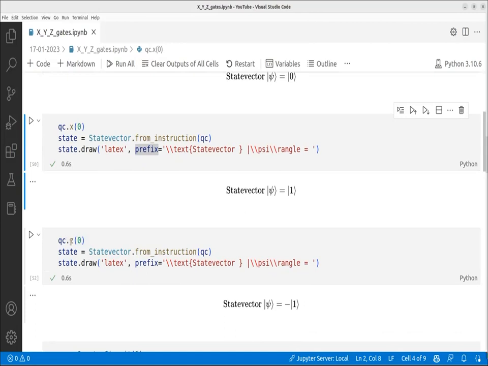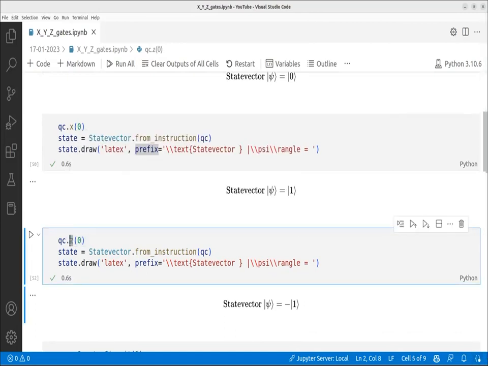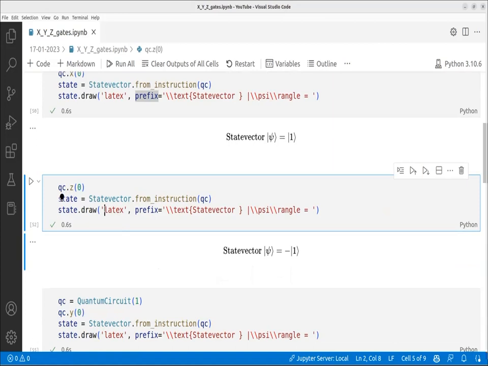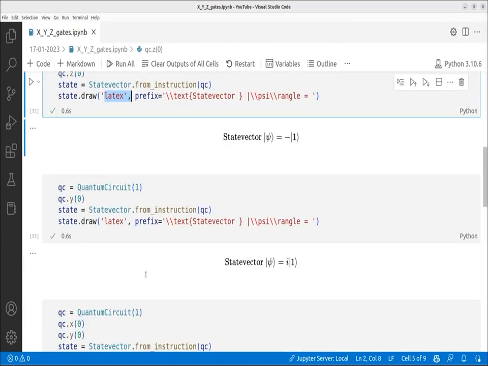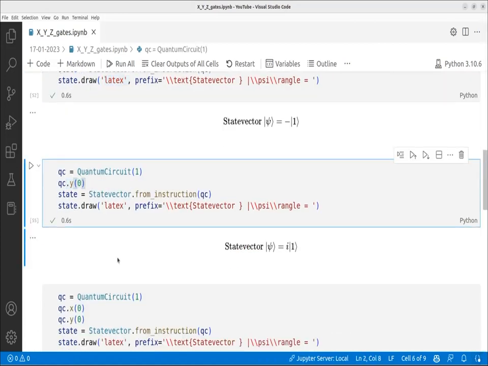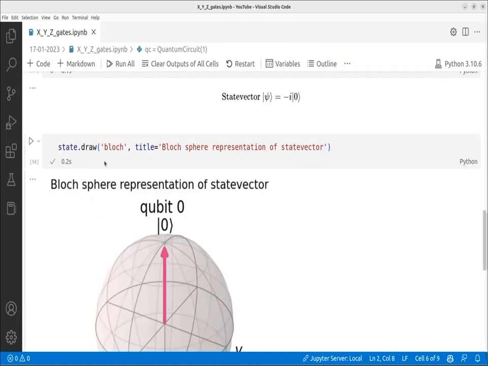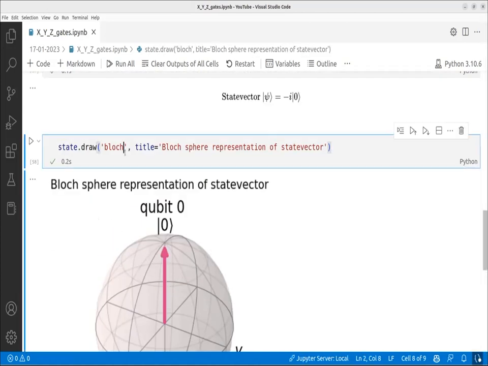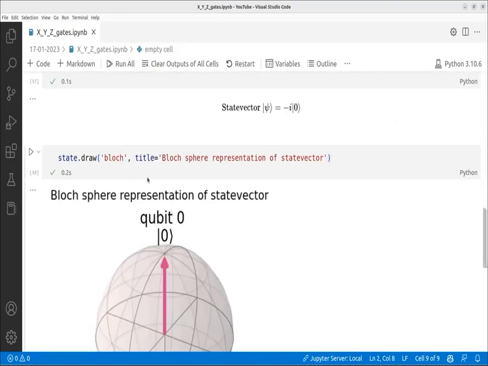Same for the Z gate. You can apply the Z gate using dot Z and then the qubit's index. And then you can see how the state evolves using the state.draw latex method or Bloch sphere. The same is for Y. Here is a Bloch sphere representation. You just need to specify latex or text or Bloch. Thank you.